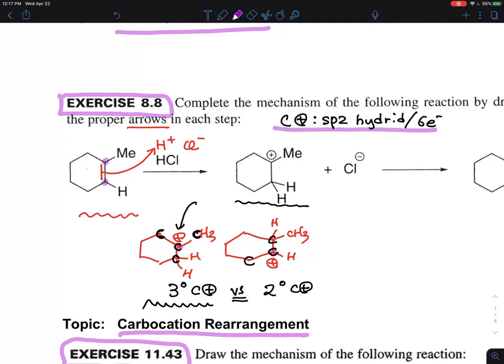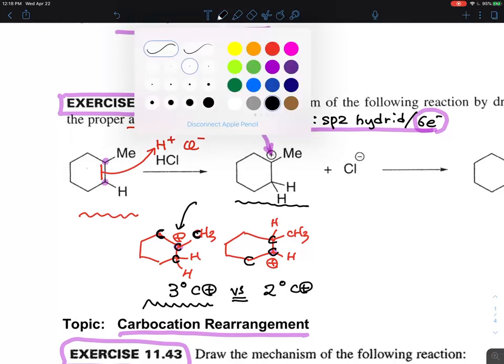Okay, so this is the carbocation. Because it has insufficient electrons, it needs to accept and share two electrons and form an extra bond. That's just the nature of trying to satisfy the octet rule.